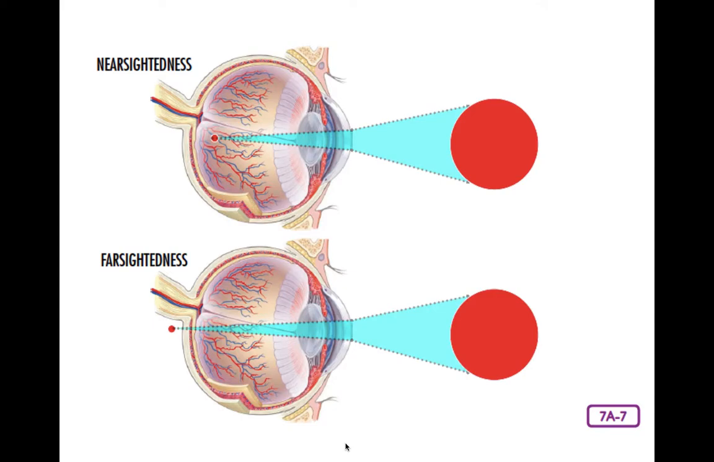In farsightedness, the eyeball's size affects the focusing power of the lenses, so images are projected or focused behind the retina. Distant objects are seen clearly, but nearby objects are out of focus. Luckily, these problems can both be corrected with glasses or contact lenses.